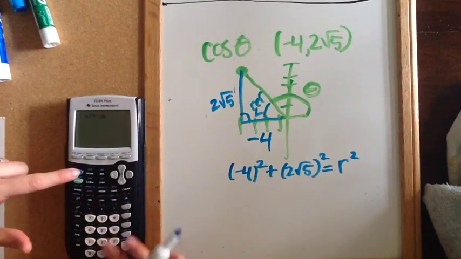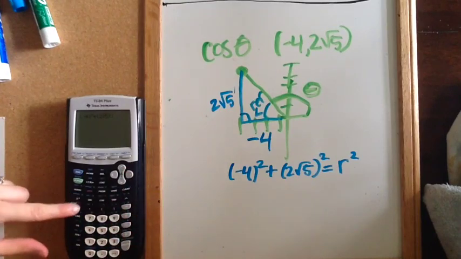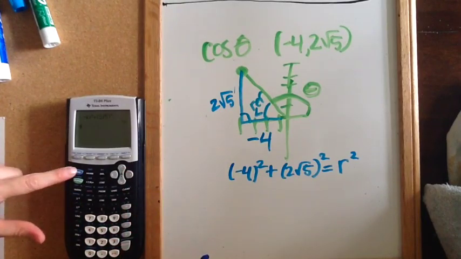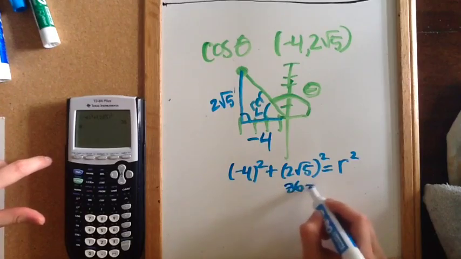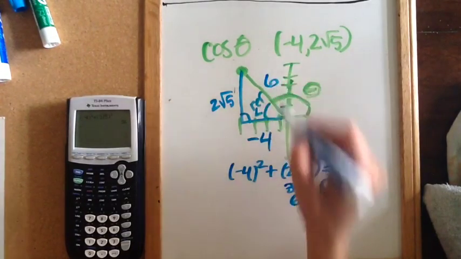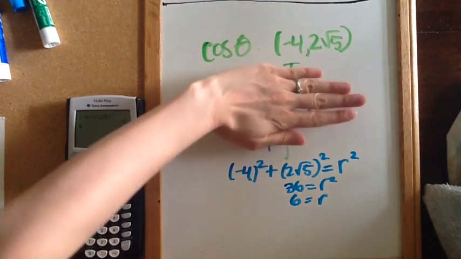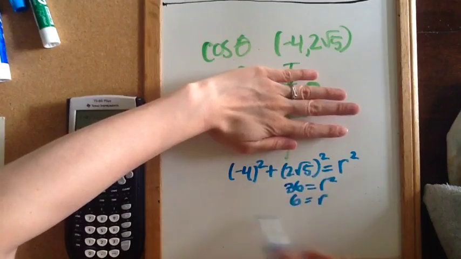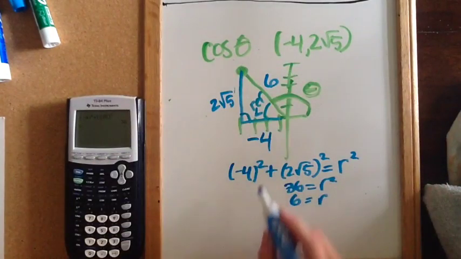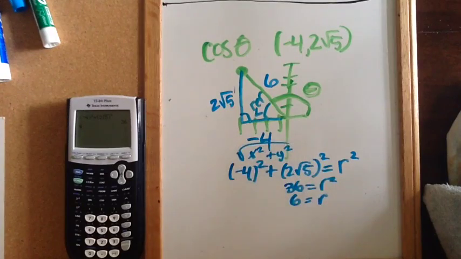Plus, I'm going to put my parentheses and do 2 root 5, close my parentheses, square it, and I'm going to take the square root of that, so 36 equals r squared, so then r is just 6. Okay, so our radius here is 6. Now, if we hadn't drawn this picture, you could still do this part without the picture using the fact that r squared is x squared plus y squared square rooted, right?